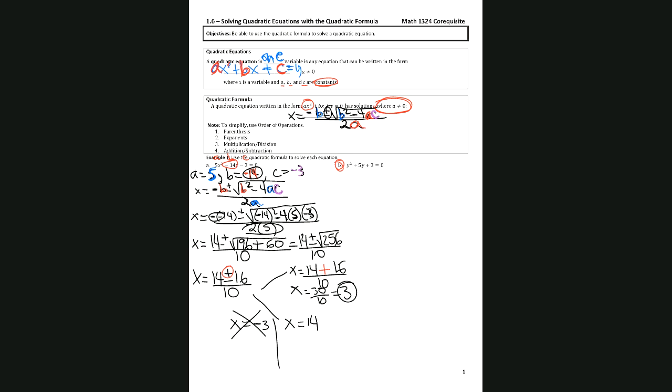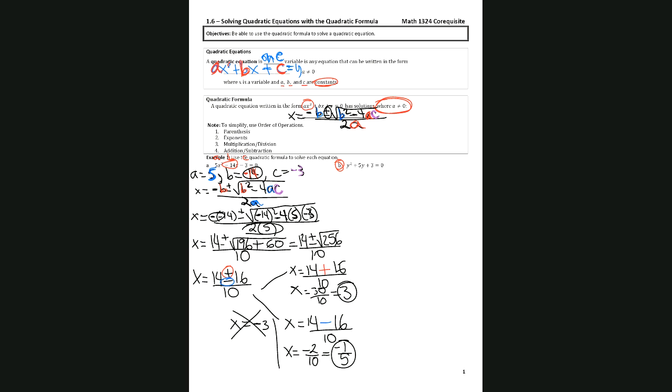Now we're going to use the negative sign. So minus 16 divided by 10. So now x equals 14 minus 16 will be negative 2 divided by 10. And so negative 2 divided by 2 is negative 1, and 10 divided by 2 is 5. So the solution is negative 1/5.